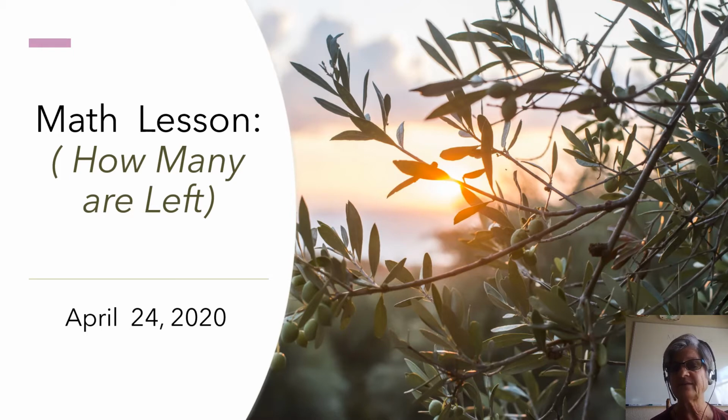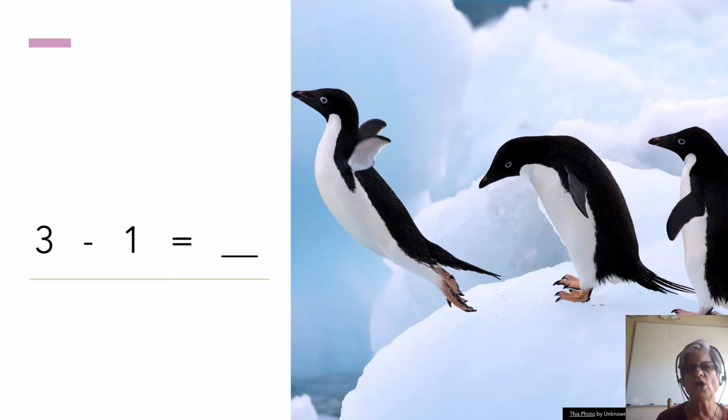Let's go on to the next slide. Next slide is not in your papers, so you just need to watch that, but you should still get your papers out. Okay, on this page you see 3 penguins. Let's count them. Point as I count. 1, 2, 3. And if you look to the left, you see the number 3. Then next to the number 3, you see a minus or take away symbol. Then you see the number 1.